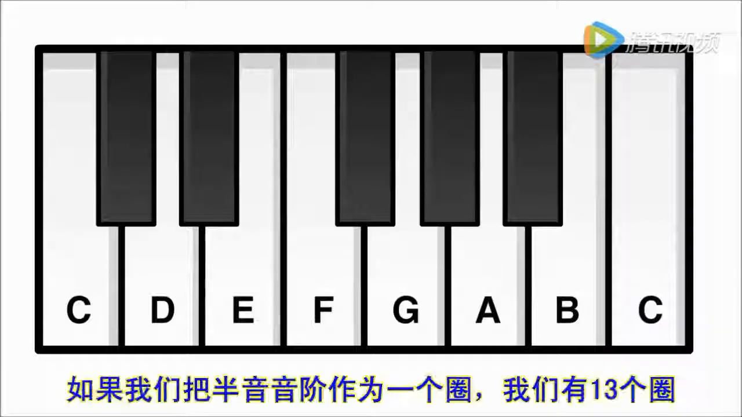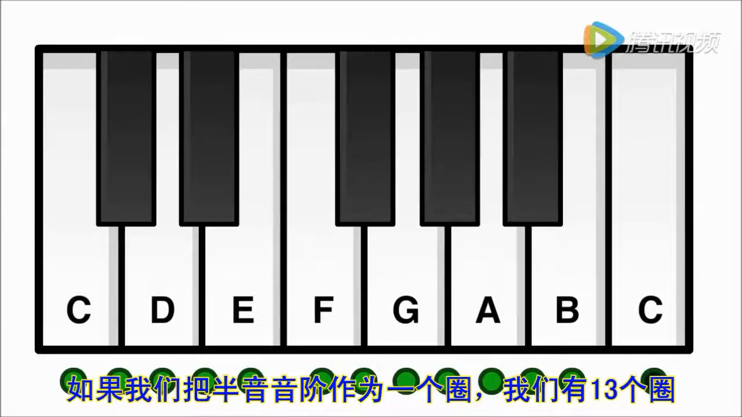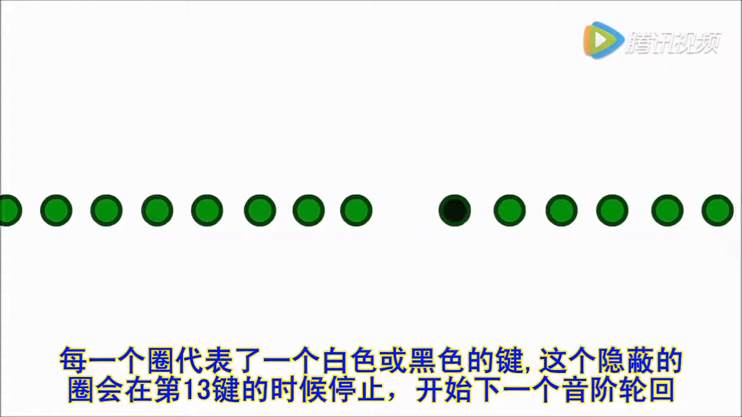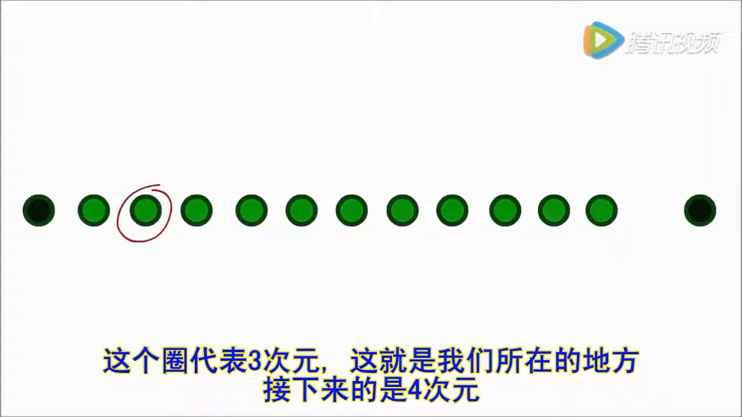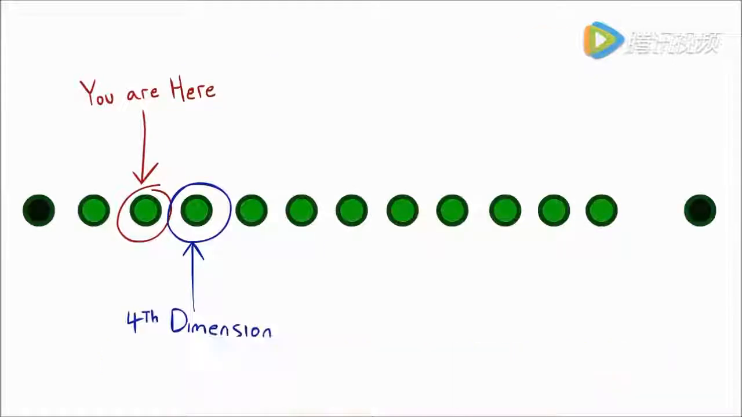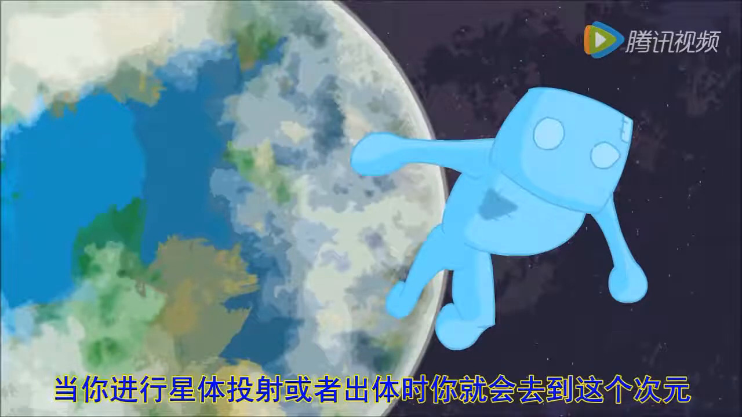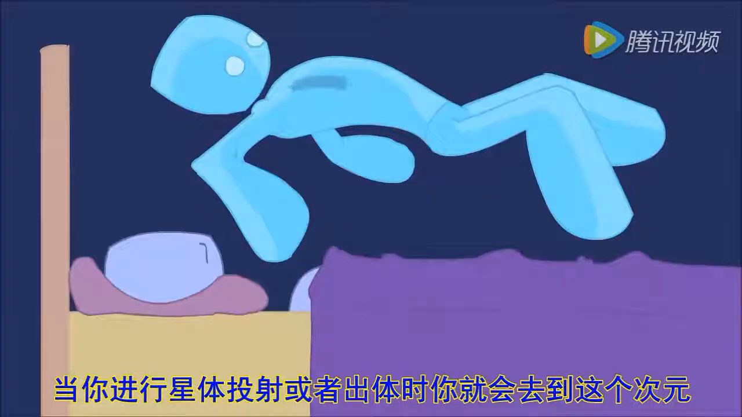remember. So if we show each note in the chromatic scale as a circle, we have 13 circles. Each circle represents a white or black key, and the shaded circle at the end would be the 13th note that begins the next octave. This circle here represents the third dimension. This is where we are, and this circle next to it would be the fourth. In lesson 3, we talked about channeling, and this is typically where channeled beings are. This is also where you explore when you are astral projecting or lucid dreaming.